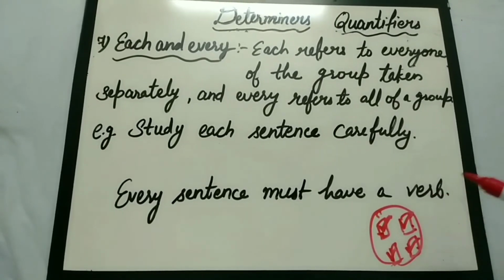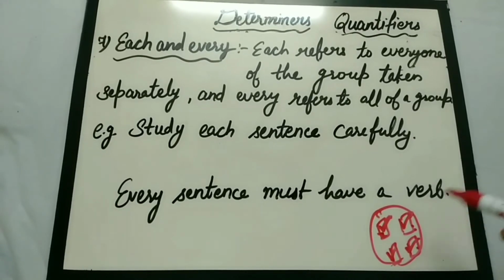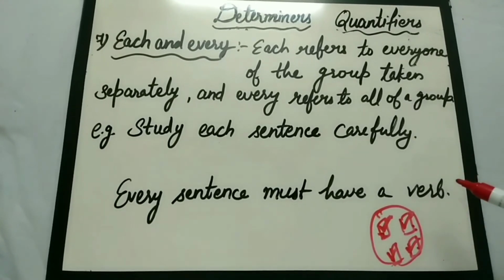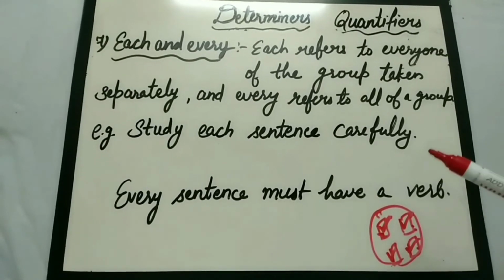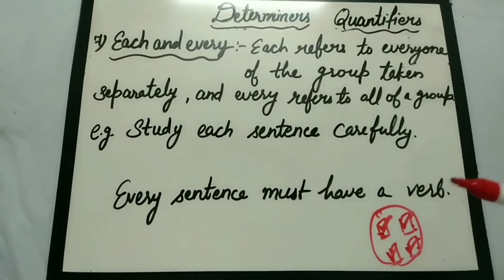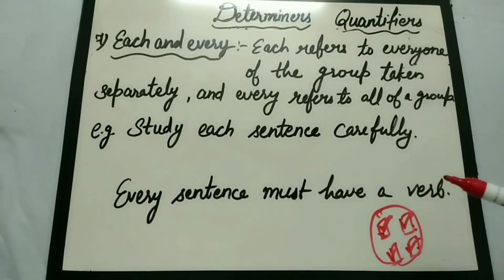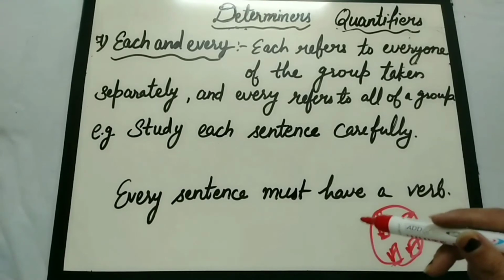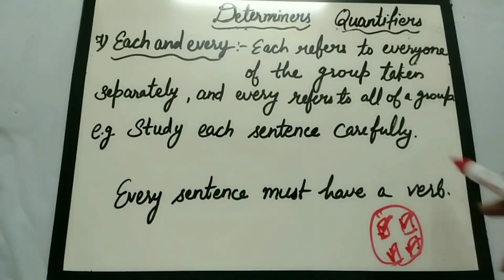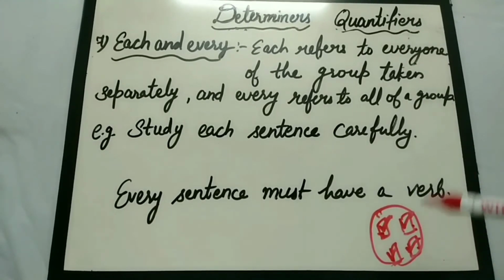And for every, she has read every book in the library. We can take one more example of every also. She has read every book in the library. It means she is very fond of reading, and she has read every book. However many books there are in the library, she has read every book.